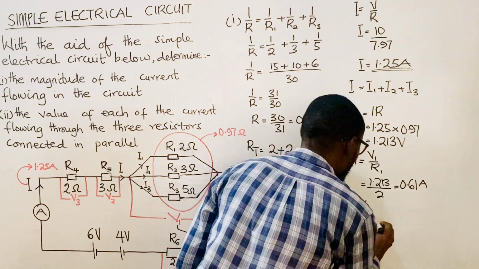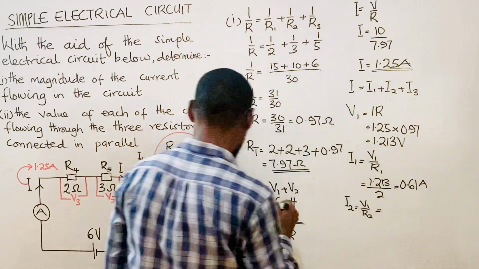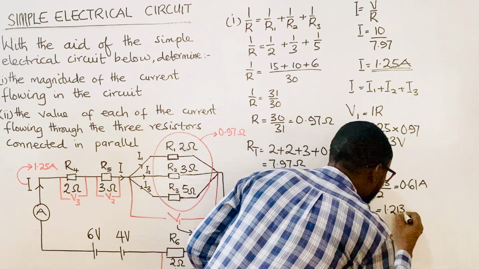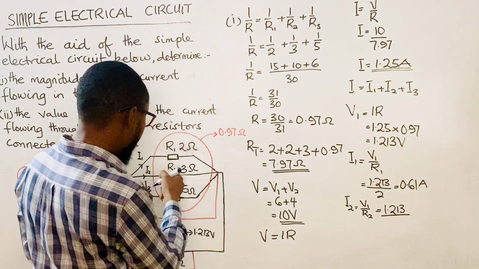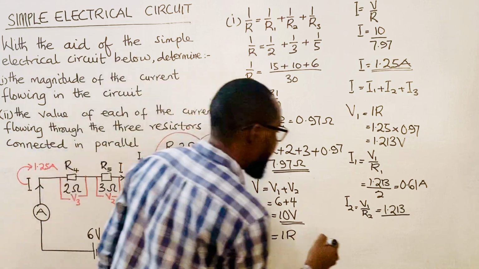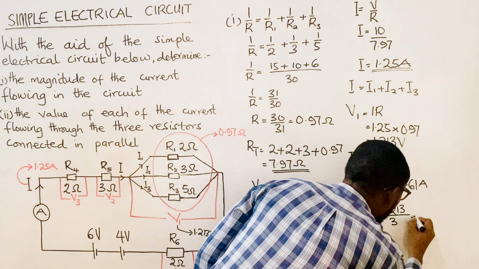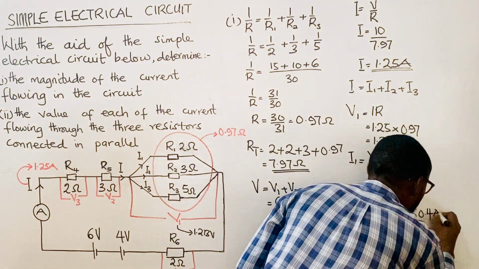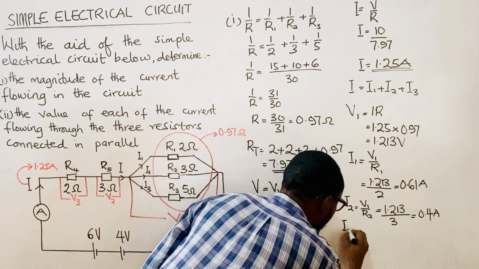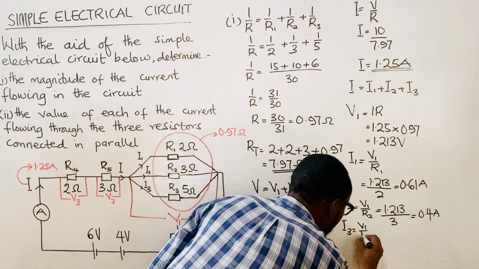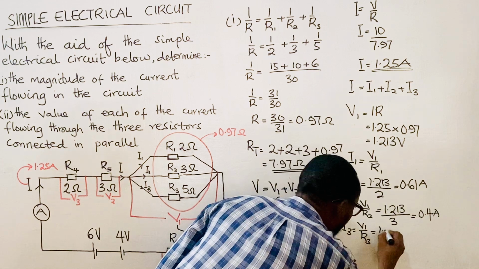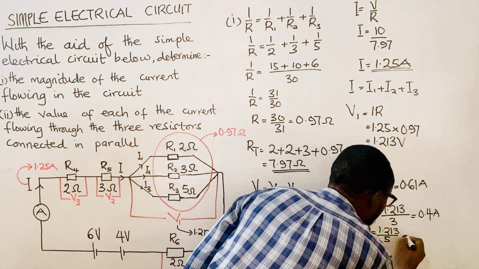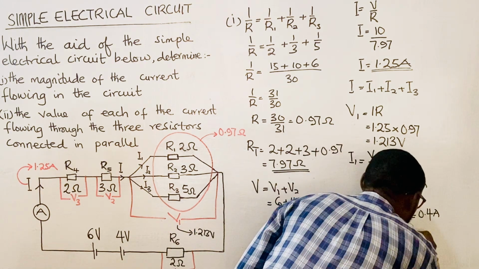My I2 is going to be equal to my V1 over my R2. So what do I get there? My V1 is 1.213, and then my R2 is 3 ohms. So what do I get there? 0.4 ampere, right? And then my I3 is my V1 over R3. So 1.213 over 5. What do I get there? That gives me 0.24, right?